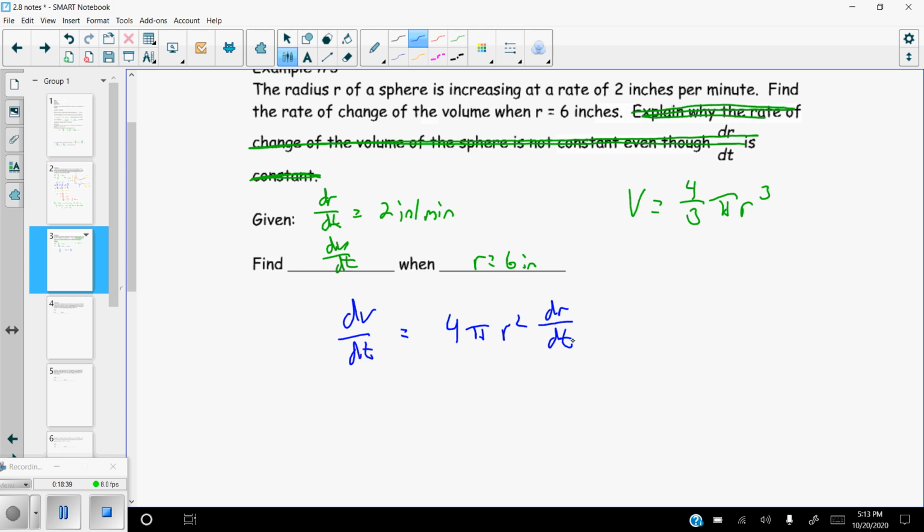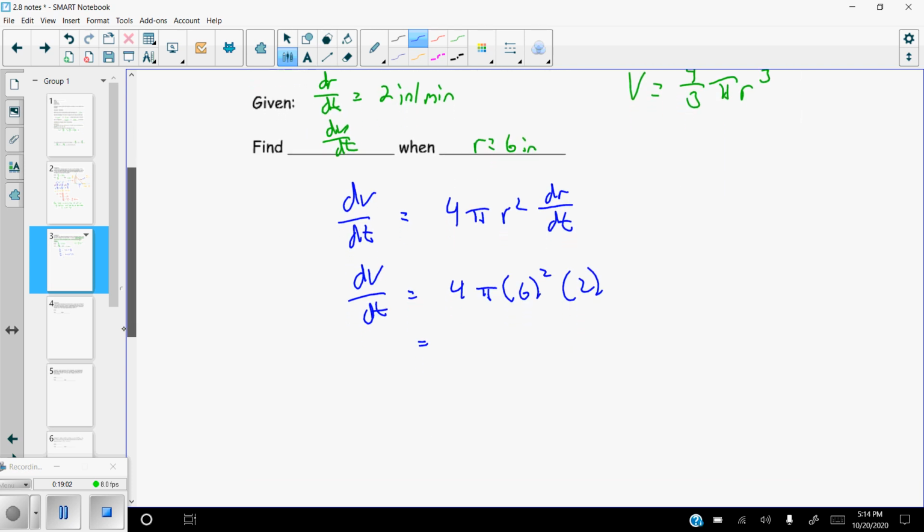So now it says we're looking for dv over dt. Do we have everything that we need? Do we have r and do we have dr over dt? We do. So all we have to do now is plug them in and get a value. So we've got dv over dt is going to be 4 times pi times the radius, which was 6 squared, times dr over dt, which is 2. So now let's figure out what the value is here.